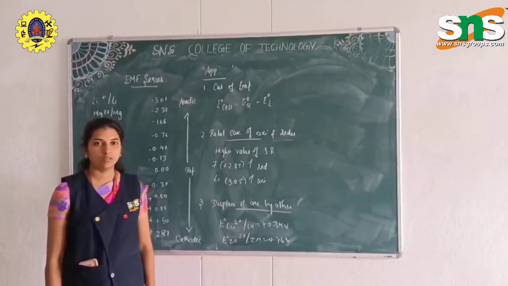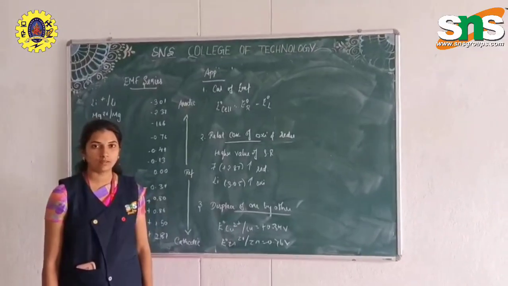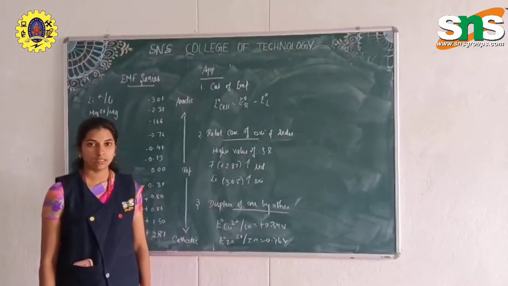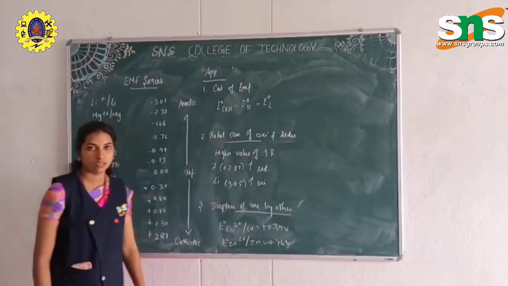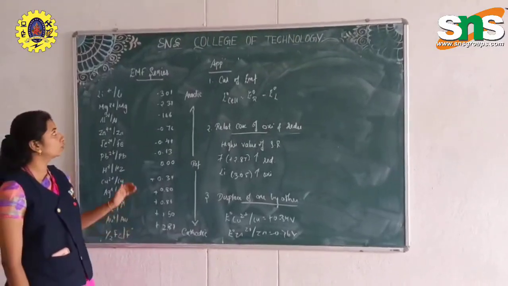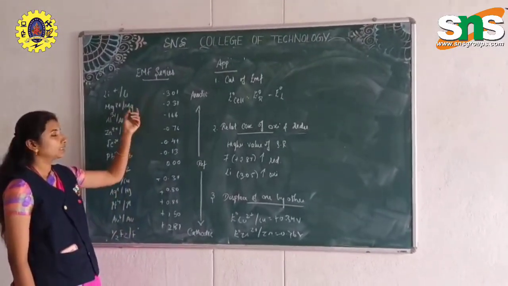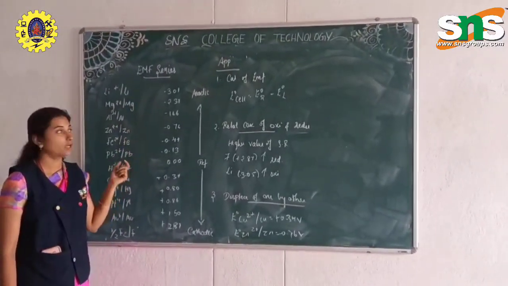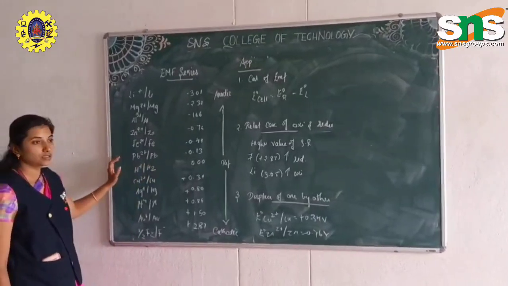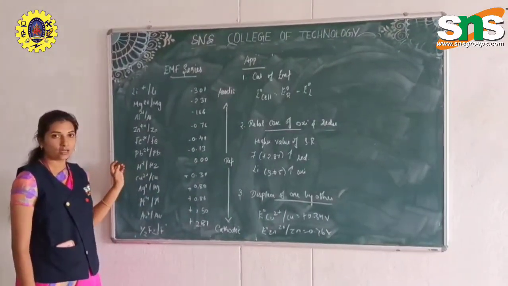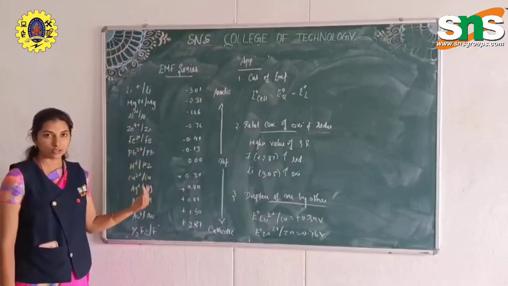Department of Chemistry. Today I am going to talk about the electromotive series, that is the EMF series, which has special standard electrode potential values. In that we have shown a table of elements with a reference electrode, and it acts as the anodic and the cathodic electrodes.